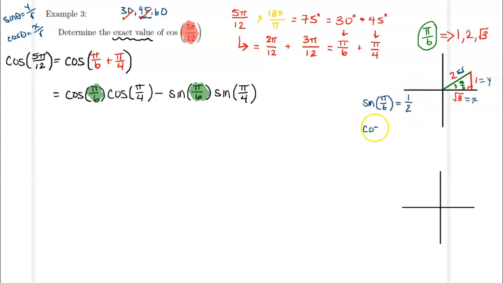And my cos of pi over 6 is my x over my r, so it's root 3 over 2. So that is what's going to go in for sine of pi over 6. It's going to be that, and cos of pi over 6 is going to be that. So we're only halfway there because we still need to figure out cos and sine of pi over 4.